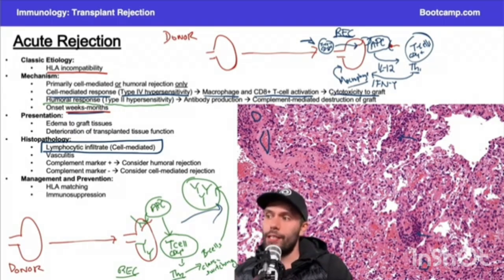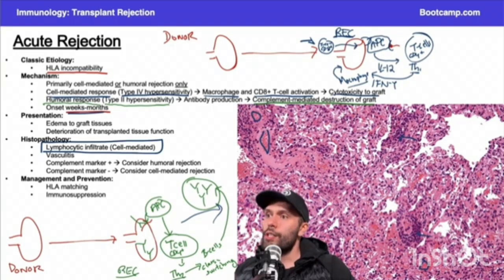It takes time for the T cells to become T helper 2s, to then bind to B cells, activate them, undergo class switching, and eventually make IgG antibodies against the graft, as opposed to having preformed antibodies. So that's the major difference. But again, it's kind of the same mechanism after that point, right? It's really just type 2 hypersensitivity, complement-mediated destruction of the graft, largely driven by complement.